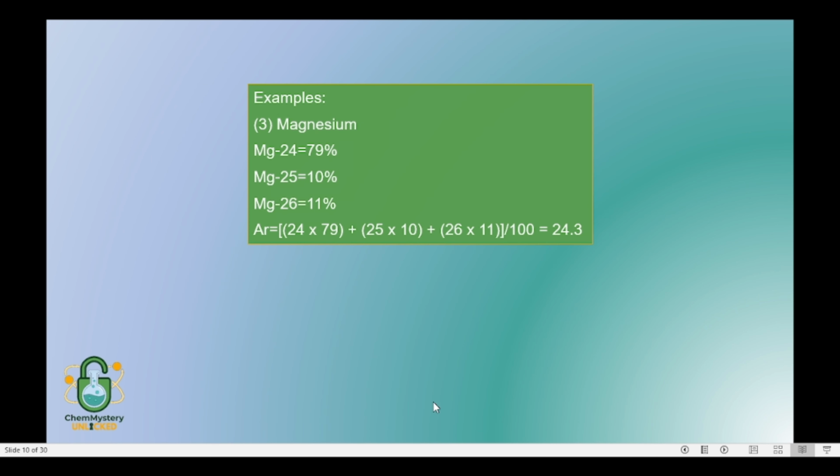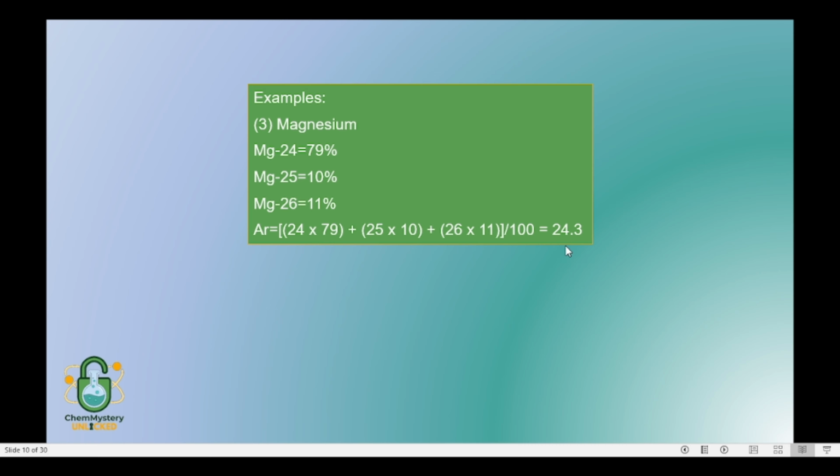Now let's move on to the third example of magnesium. Magnesium 24 has relative percentage of 79%. Magnesium 25 has relative percentage of 10%. Magnesium 26 has relative percentage of 11%. How do we calculate relative atomic mass? We calculate it by multiplying the mass number with the relative abundance percentage. Okay, 24 into 79. Then we added it with the second one, 25 into 10. Then the third one, 26 into 11. Then we divided them all up with 100.